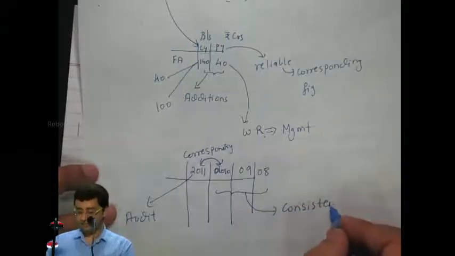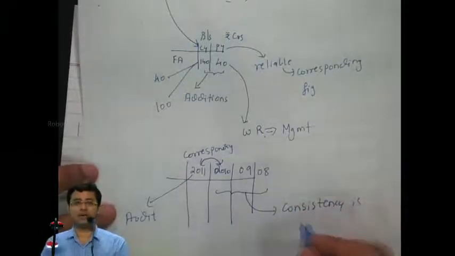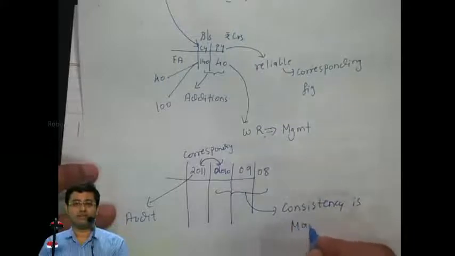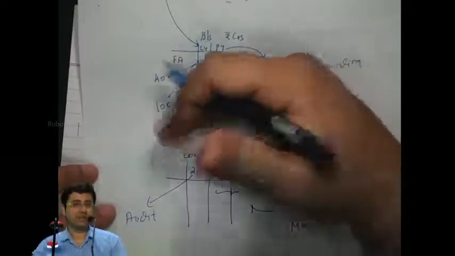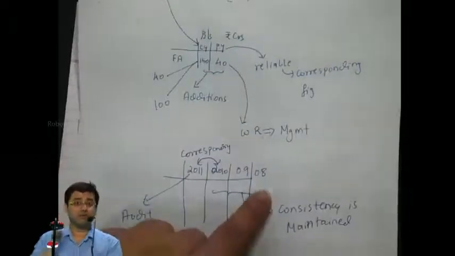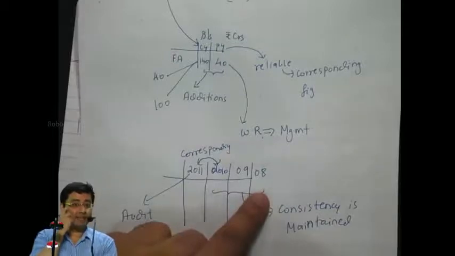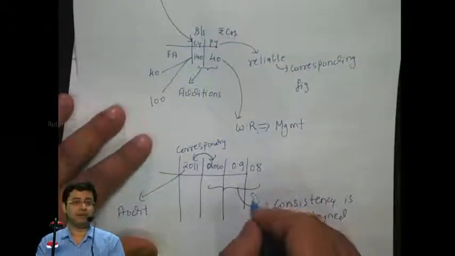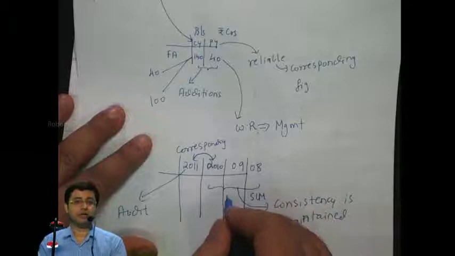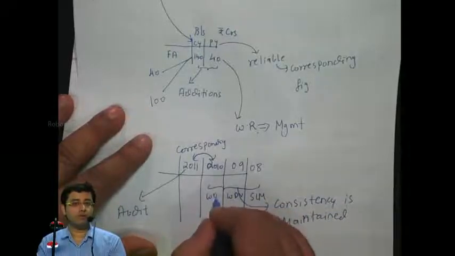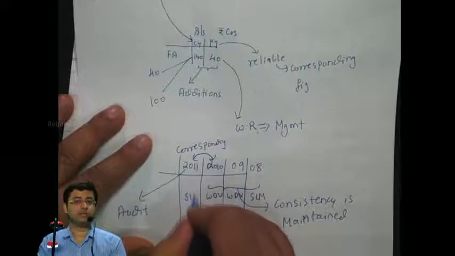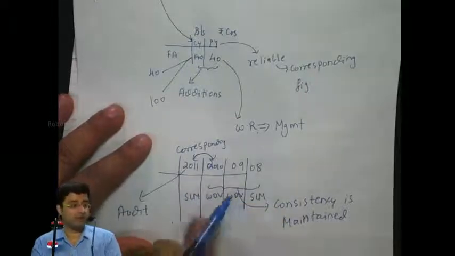Now when I say that the consistency is maintained, what it implies is that the management should follow the same accounting policies year after year. Or if there are changes, suppose some year management was following SLM method of depreciation. Let me give you an example here. SLM method of depreciation. Here it followed WDV method of depreciation. Again it switched over to SLM method in my year of audit, in this year of audit.